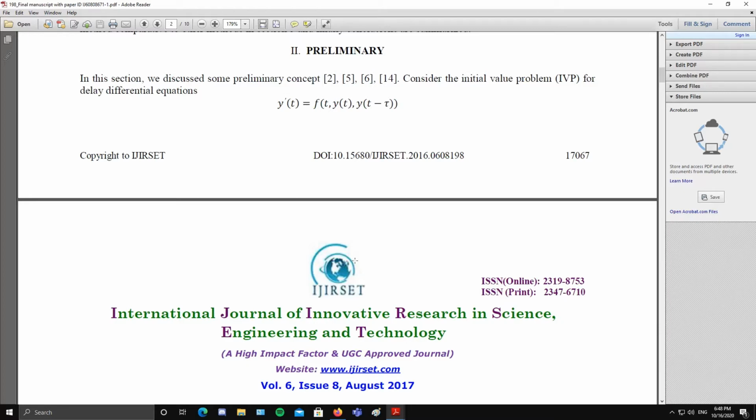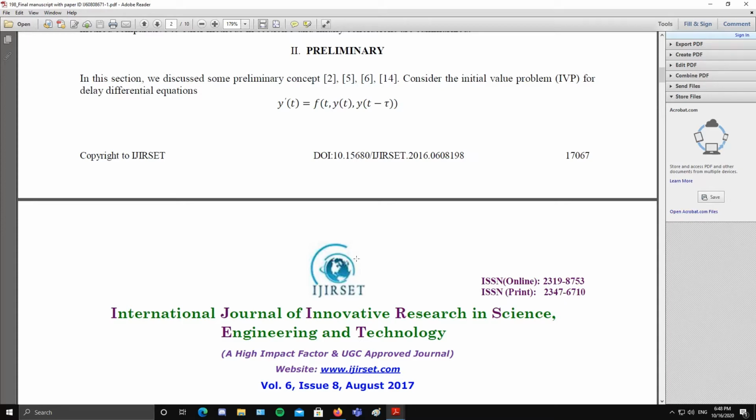Delay differential equations, in short DDE, frequently occur in the class of dynamical systems. They arise in population dynamics, electrodynamics, communication networks, physiology, and chemical kinetics.